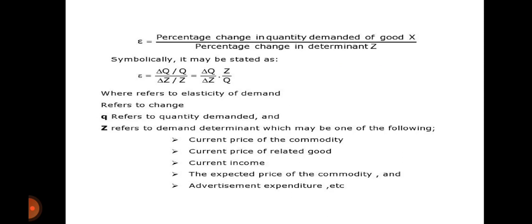Symbolically, it may be stated as epsilon equals delta Q by Q divided by delta Z by Z, that is equal to delta Q into Z by delta Z into Q, where epsilon refers to the elasticity of demand, Q refers to the quantity demanded, and Z refers to the demand determinant, which may be one of the following: the current price of the commodity, the current price of a related good, current income, the expected price of the commodity, and the advertisement expenditure, etc.